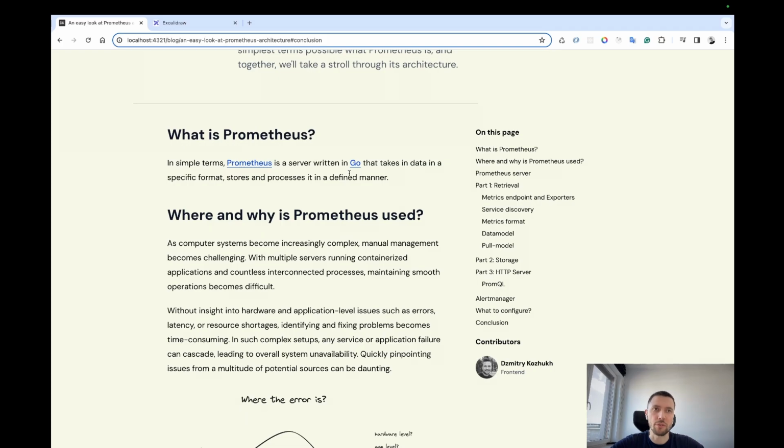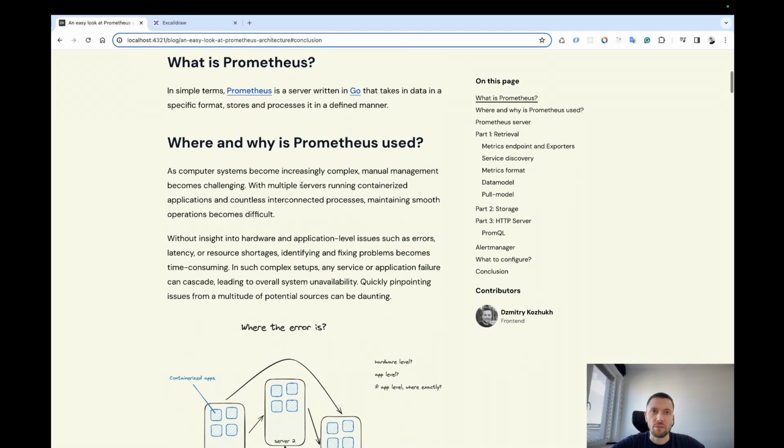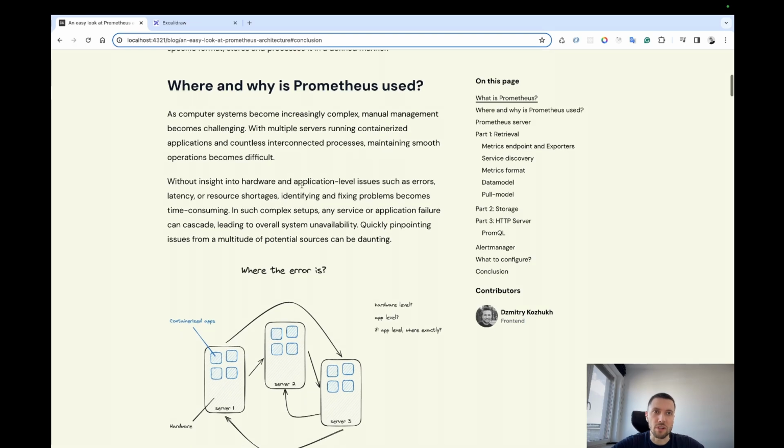Every time I encounter a new framework or technology, I make an effort to understand its technological stack, its runtime environment, and other relevant details. So, what is Prometheus? In simple terms, Prometheus is a server written in Go that covers different aspects of observability. Prometheus finds its application in various industries and scenarios due to its ability to effectively monitor and manage complex systems.